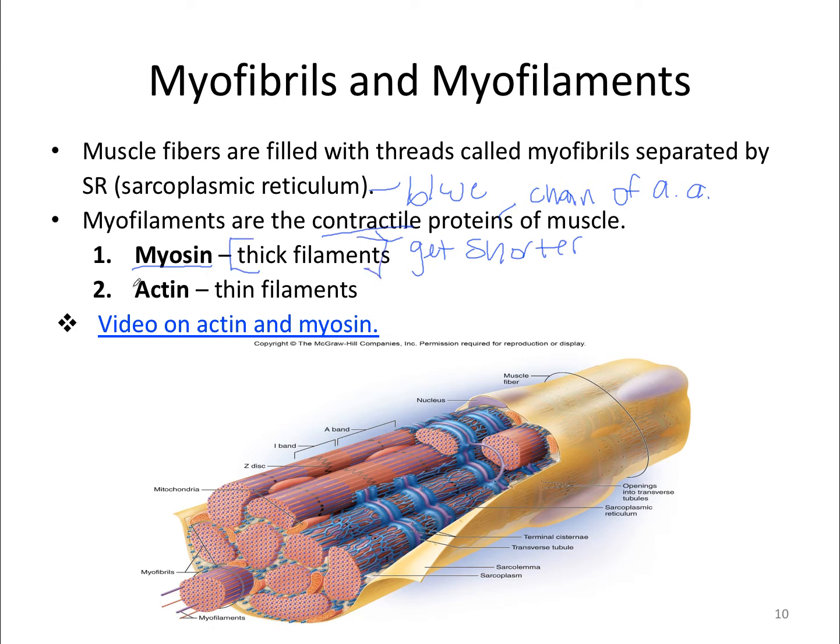Actin is the major component of the thin filaments, and these overlap with and occasionally bind to the myosin to produce contraction. So when we get to the sliding filament model, the sliding refers to the sliding of these two filaments past each other. And this is a link to a video on actin and myosin, which you are welcome to watch in your own time.